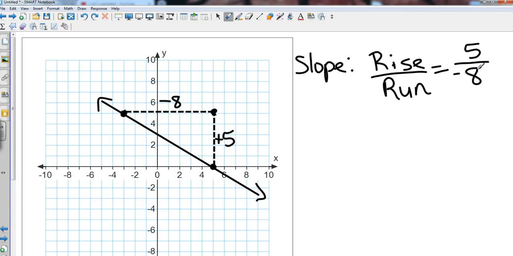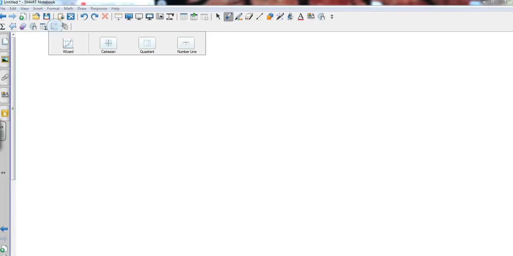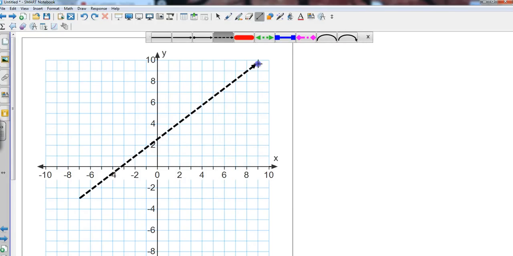So my slope is actually negative 5/8. And because my slope is negative, that means it's falling. If you have a negative slope, it is falling. Obviously, if that were positive 5/8, it would be rising. So it's falling from left to right. And a rising slope would look something like this. It would be rising from left to right. And so that's the difference. This would be rising.